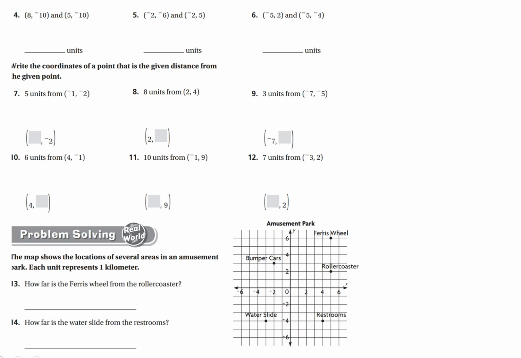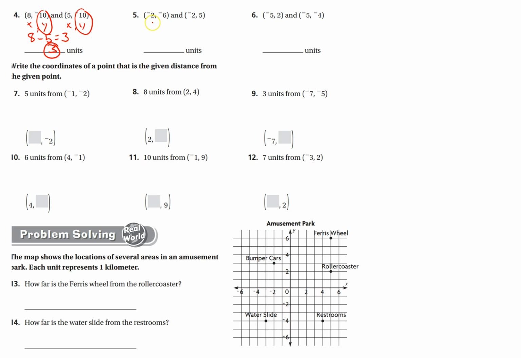Okay, I'm on the front side of the homework, p61. Just going to go over a couple of the problems and kind of set them up for you. All right, number 4, we have x and y, x and y. Our y values are the same. Our x values are both positive, so that means we subtract to find the distance. So that's going to be 3 units away from each other.